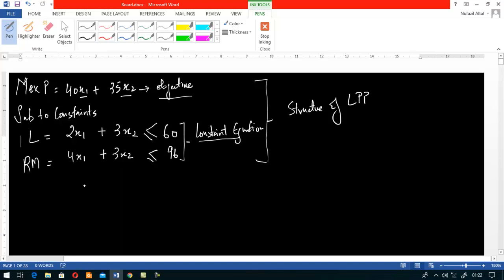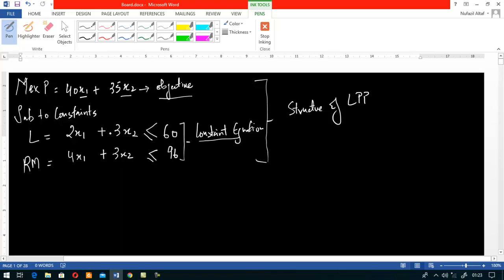In a similar manner, for producing x1 I require 2 units of labor, and for producing x2 I require 3 units of labor. In a similar way, for producing x1 I require 4 units of raw material, and to produce x2 I require 3 units of raw material. But this labor is available up to a maximum of 60, and the raw material is available up to a maximum of 96. So we will apply the graphical solution to it, given that there are two variables.